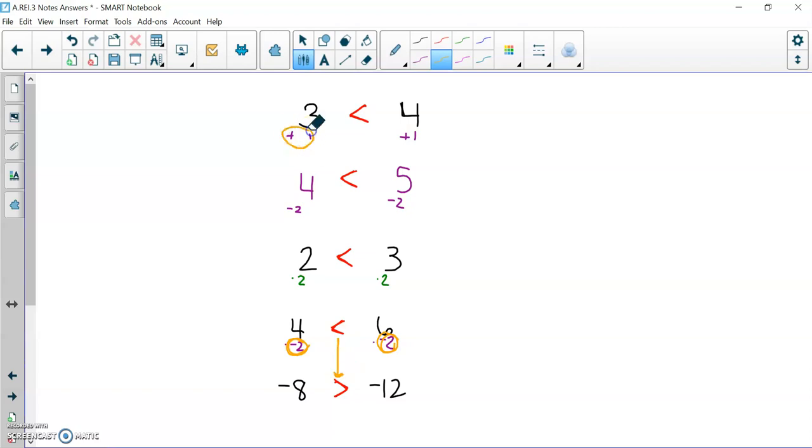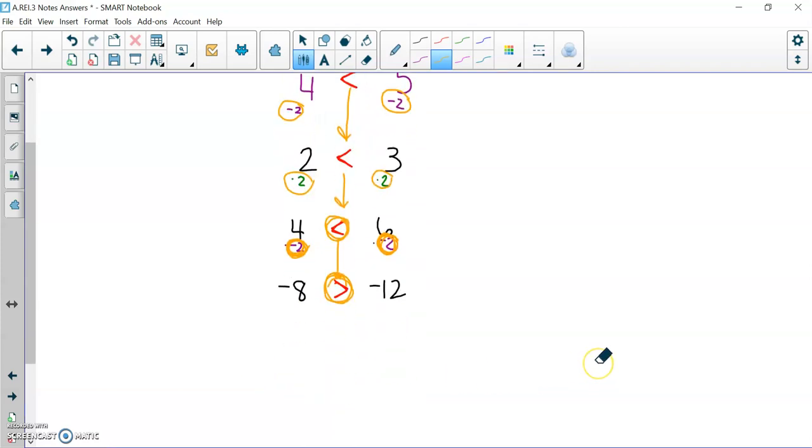However, when I added a number or subtracted a number or multiplied by a positive number, my inequality symbol stayed the same. It stayed as a less than symbol. But as soon as I decided to divide by a negative number, multiply by a negative number, my inequality symbol flipped around. Let me show you when we divide by a negative number what happens.